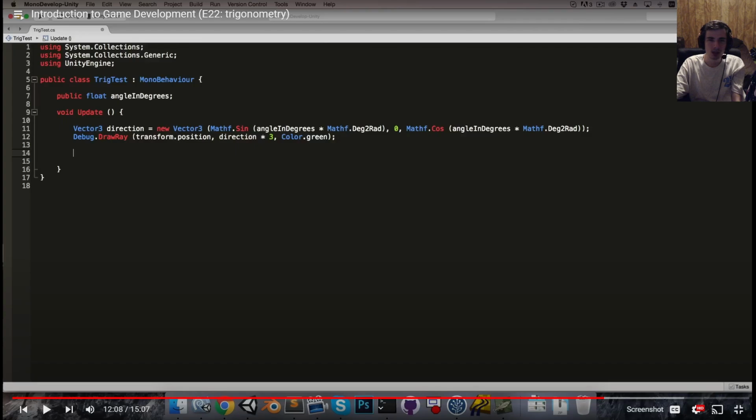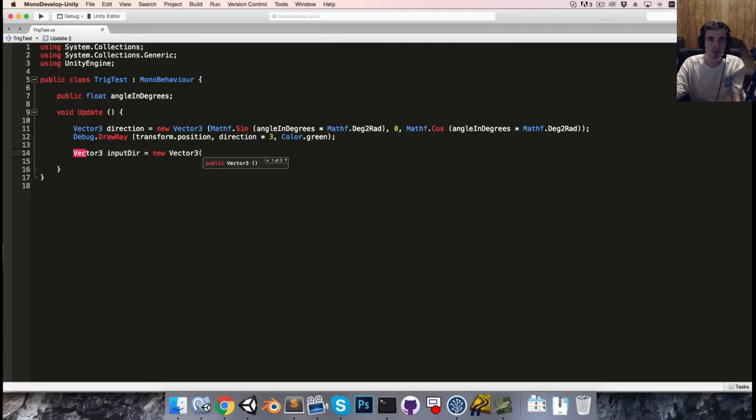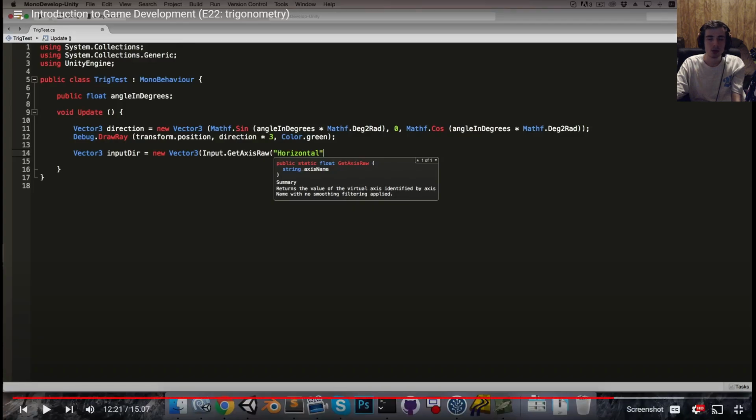What was it? Get axis raw. Then that has to equal something. Get axis raw left, or is it negative x? Remember, we get a Vector3 called the input direction. So it's equal to a new Vector3. And on the x-axis, we have Input.GetAxisRaw horizontal. Sorry, horizontal.